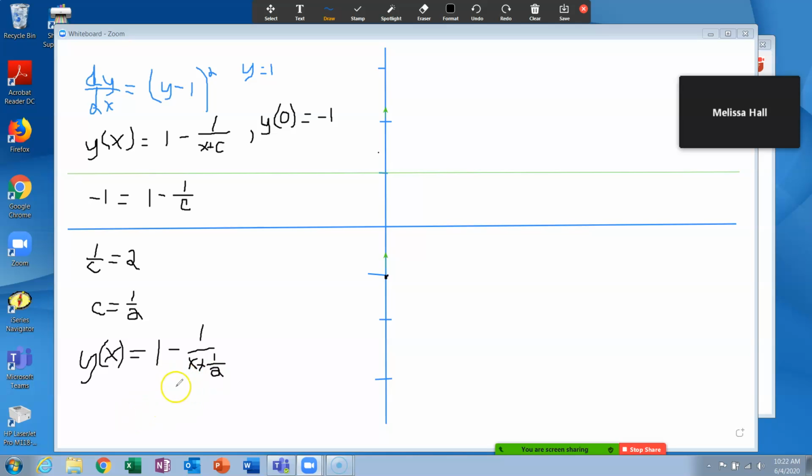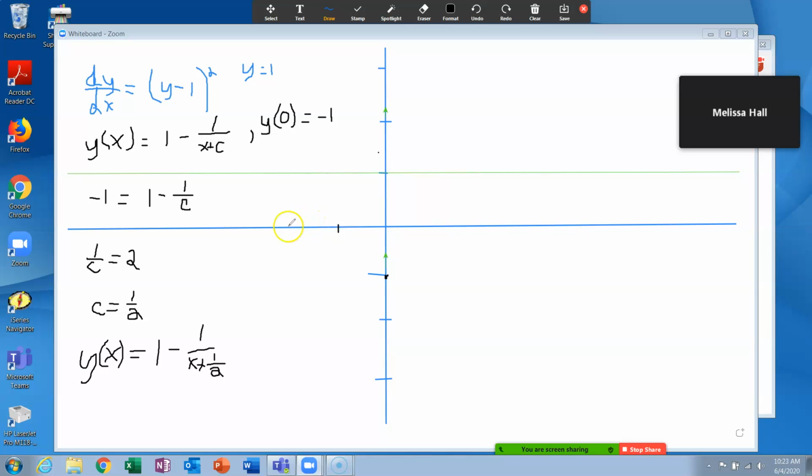What can x never be? Now we have another issue. X can never be negative 1/2. So if I'm going to try to, I can do them. Okay. Let's see if I can pop in some points here.